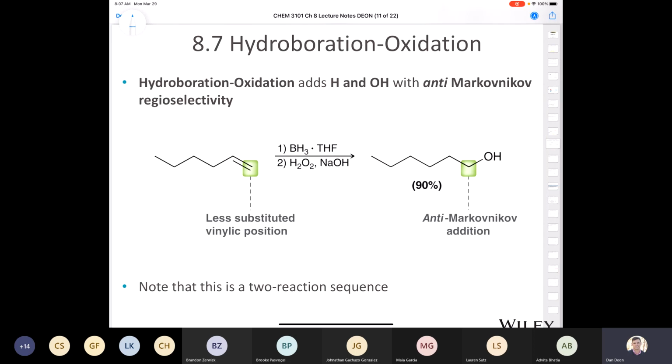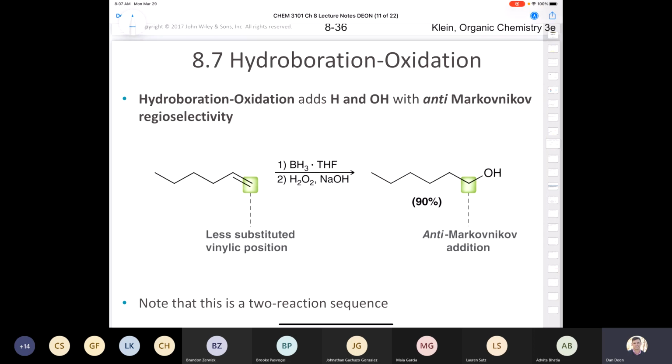Well, if you wanted to do the anti-Markovnikov addition of water across an alkene, and sometimes we want to do that, you have to use this process, which is covered in section 8.7, called hydroboration oxidation. It's a hyphenated title and it's a two-step process. Hydroboration oxidation adds the proton and the hydroxyl from water with an anti-Markovnikov regioselectivity.